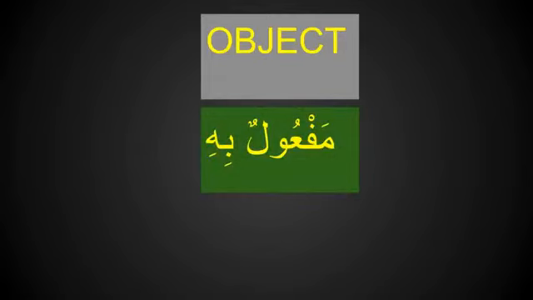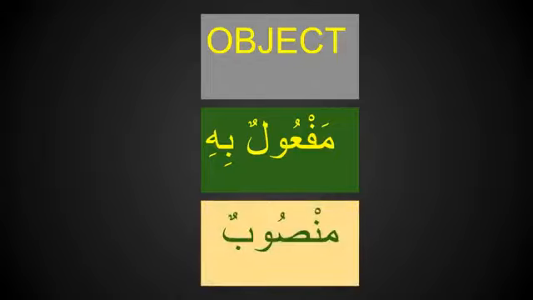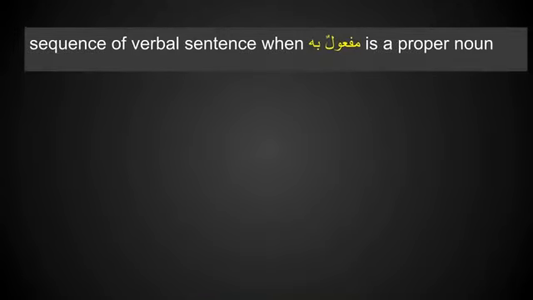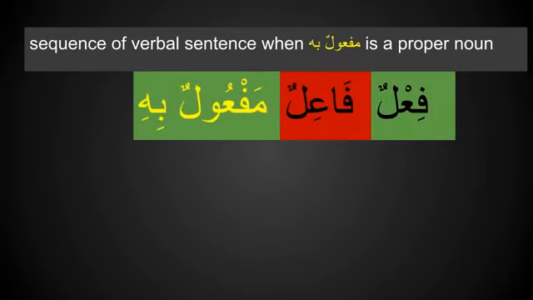Any verb which needs an action to be done on a certain object, that object is called Maf'ulun Bihi in Arabic, and it's always present with Fa'al Muta'addi. Fa'al Muta'addi is a verb which needs more information beyond the fa'il to describe it, and the maf'ulun bihi is always Mansoob, that means it always has Fatha. So that's the revision, and we did a sequence of a verbal sentence where Maf'ulun Bihi is a proper noun, so we have Fa'al, Fa'il and Maf'ulun Bihi.